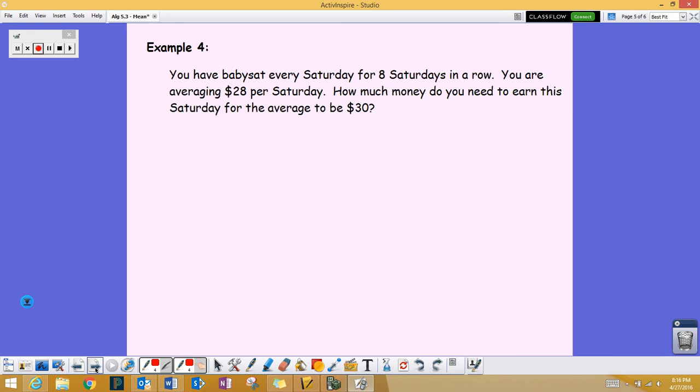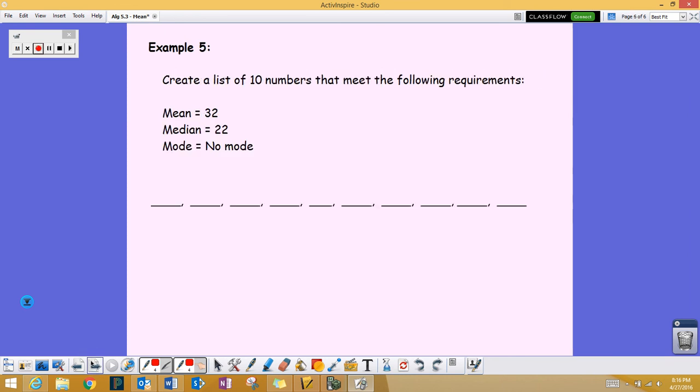All right, we're actually going to skip example 4 and move on to example 5. Example 5, we are looking to create a list of 10 numbers that meet the following requirements. So we have to have a mean of 32, a median of 22, and no mode. Your answers will vary here, meaning there's a lot of different answers you can have. I'm going to show you how I would do it, and you can go from there.